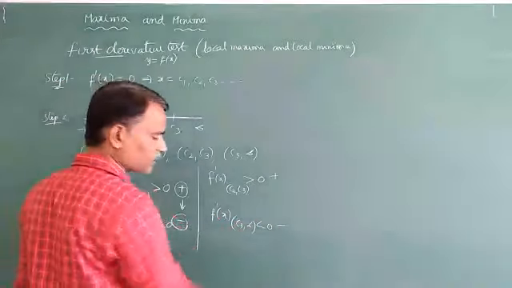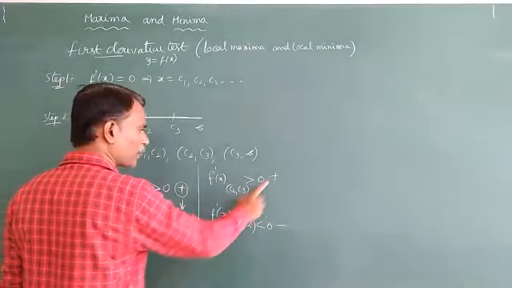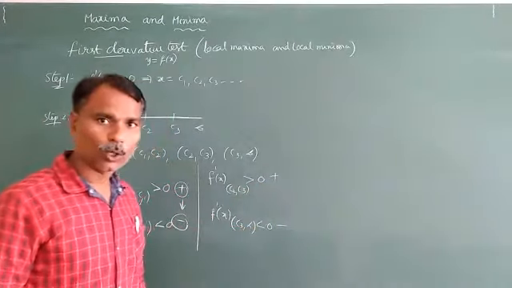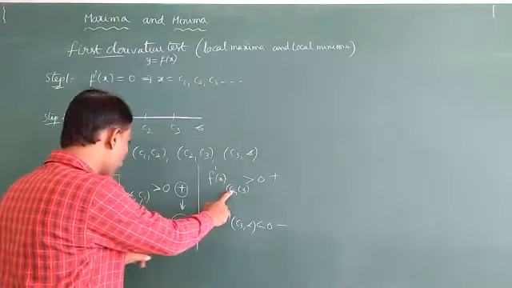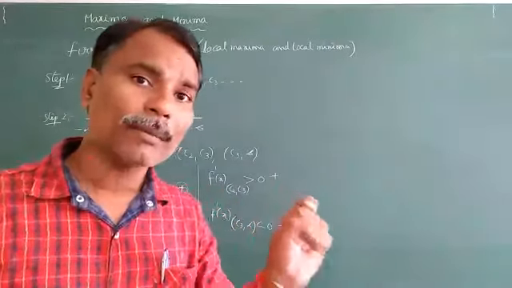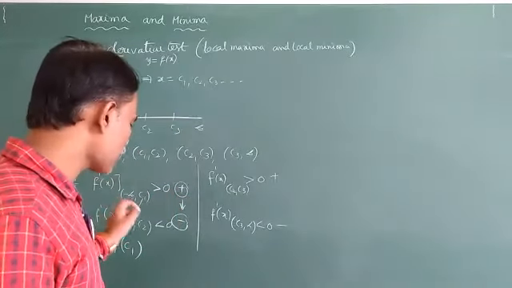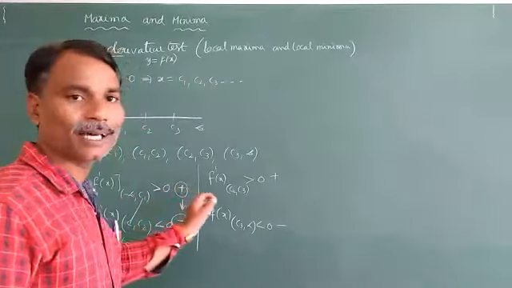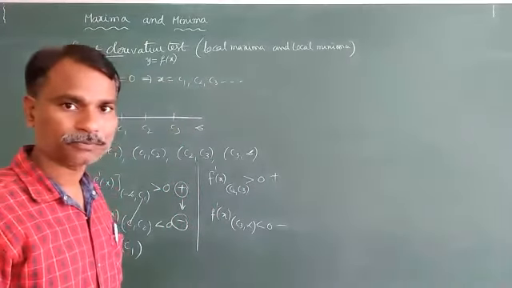And here, minus to plus means again we will get the local minimum. So here, minus to plus, who is the common fellow? C2 is the common fellow. C2 is the local minimum point, so you will get the local minima. And plus to minus is local maxima.